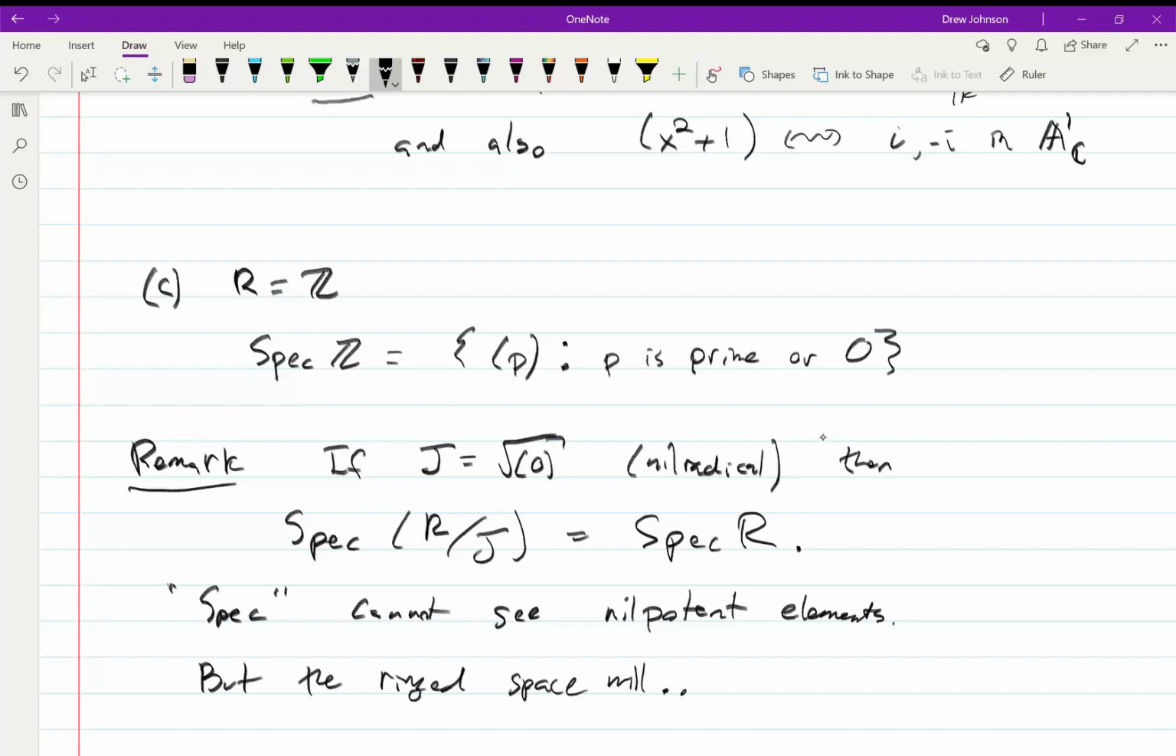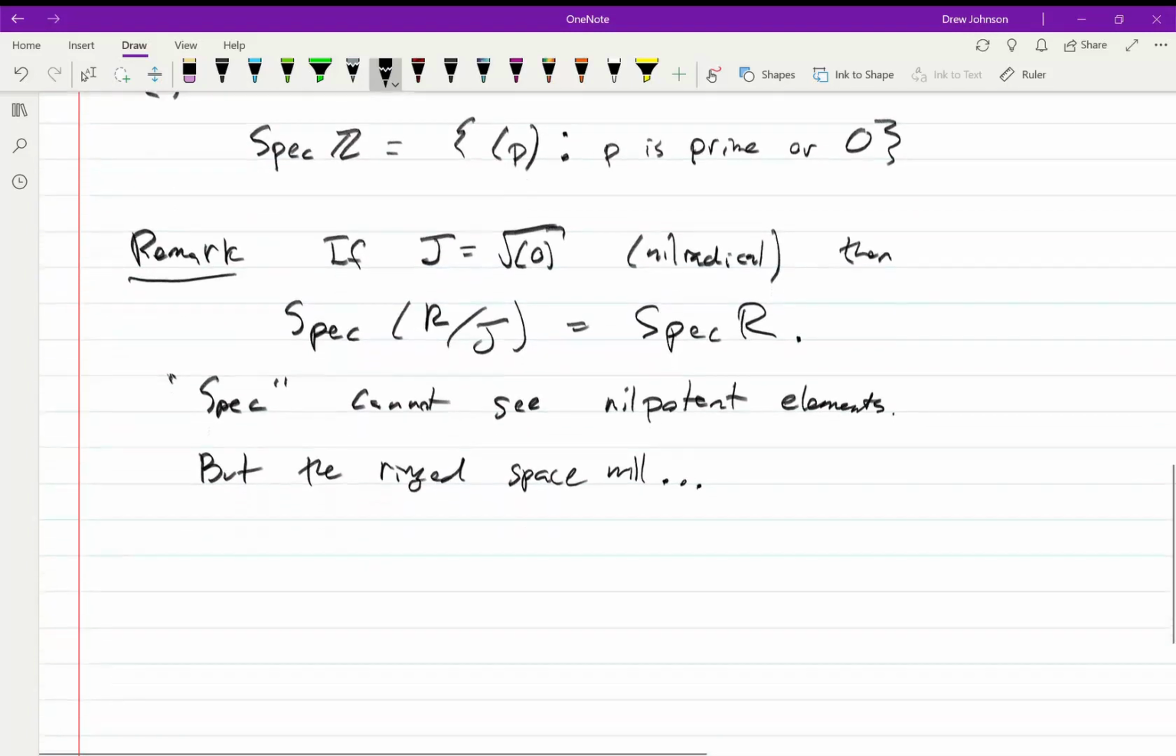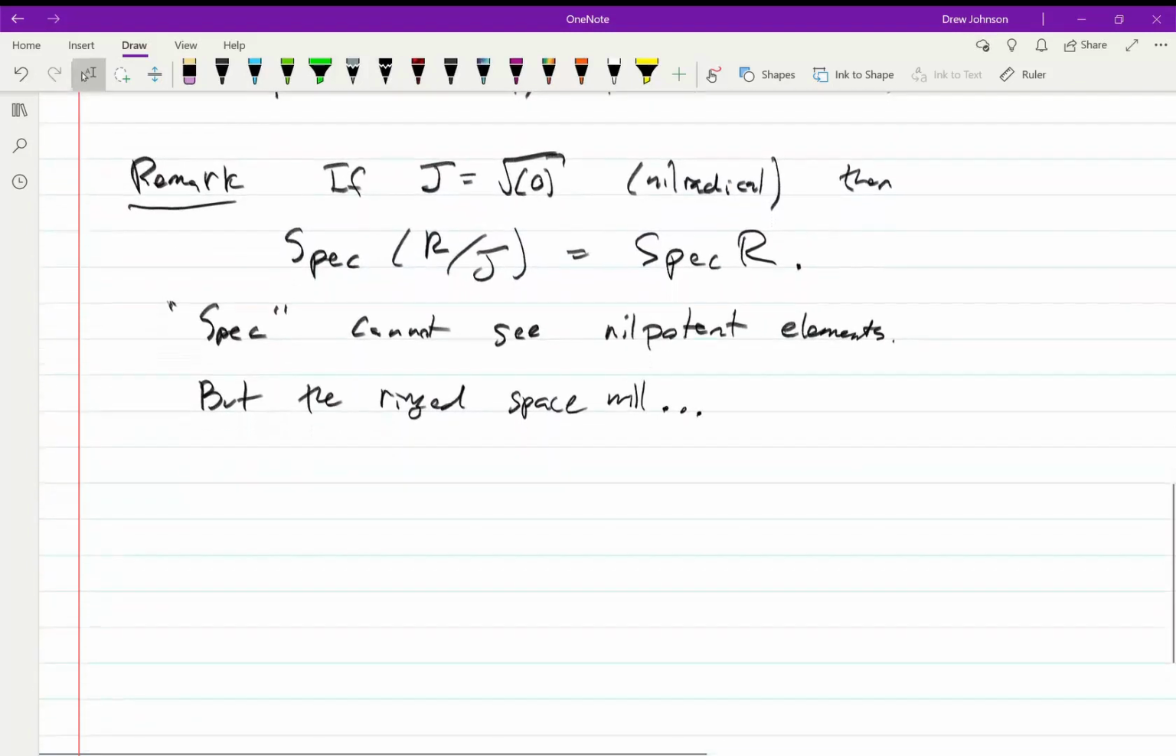All right, so that's coming up soon. As a set, we can't detect the nilpotent elements, but we'll talk about the ringed space soon, which will be able to detect them.